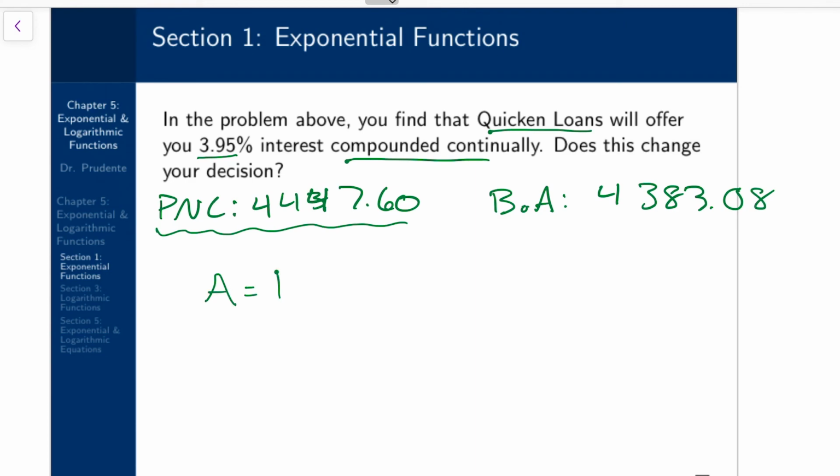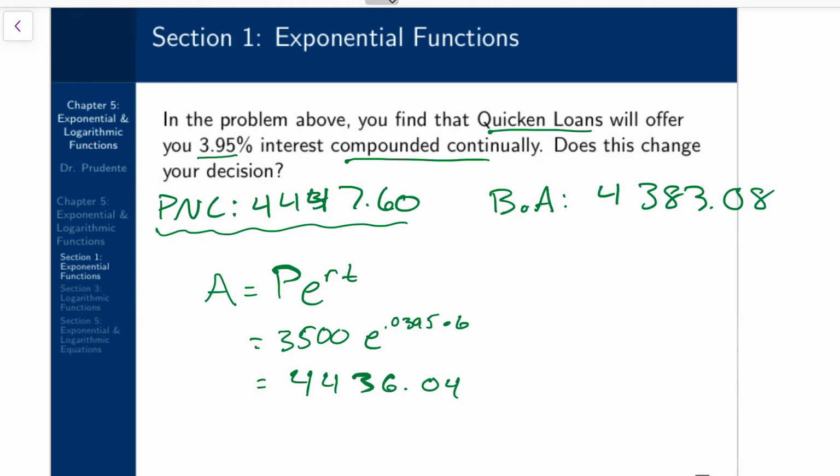So let's see. I get A equals P, and because it's continuous, I can use e to the rt. This is going to be 3,500 e to the 0.0395, that's our interest rate, times 6. How many times per year? We don't need that. Now we can do this single calculation in our calculator, and we'll get $4,436.04.